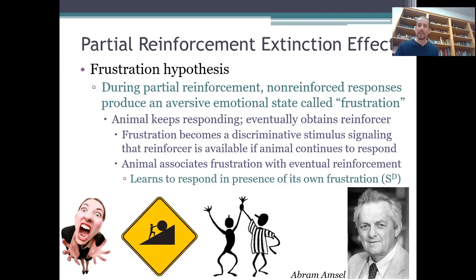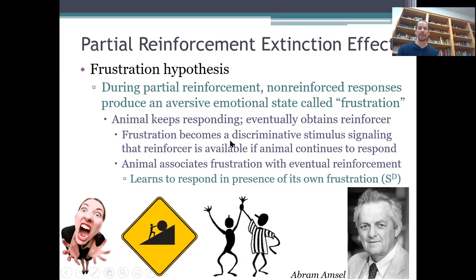So that's the idea behind the frustration hypothesis. It says you learn to associate being frustrated and responding with getting the reinforcer, right? So responding in the presence of your own frustration is something that paradoxically you've learned to do, according to this view. So that's the explanation that the frustration hypothesis gives for the partial reinforcement extinction effect.